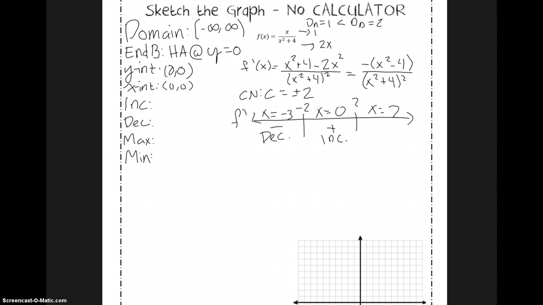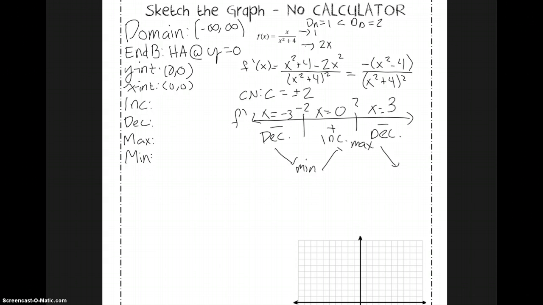And if I plug in, oops, can't do 2, my fence post is 2. Let's do 3. If I plug in 3, I'm also going to get a negative, so decreasing. So we go from decreasing to increasing and then decreasing again. So it looks like we have a minimum here. Minimum. Decreasing to increasing. And then increasing to decreasing, that'll be a max.